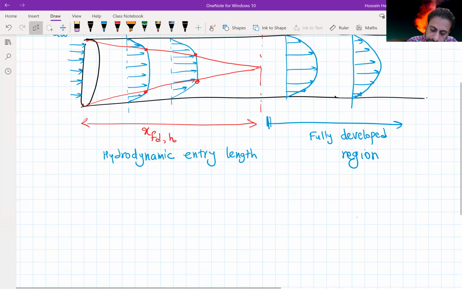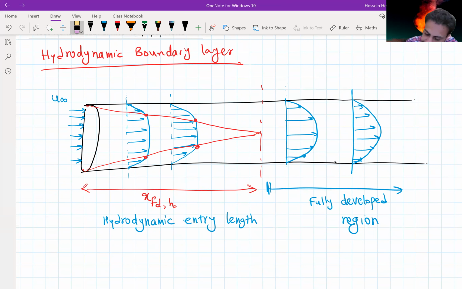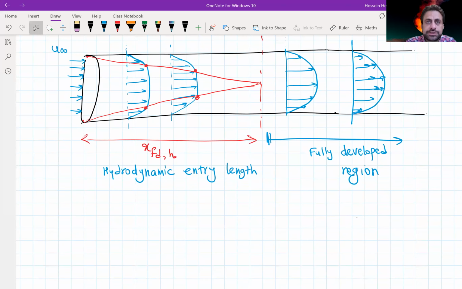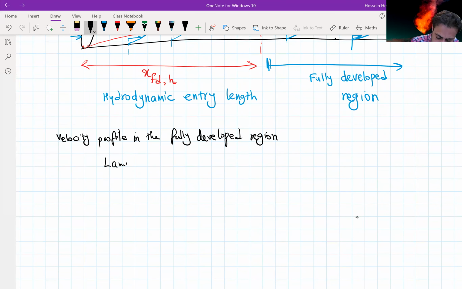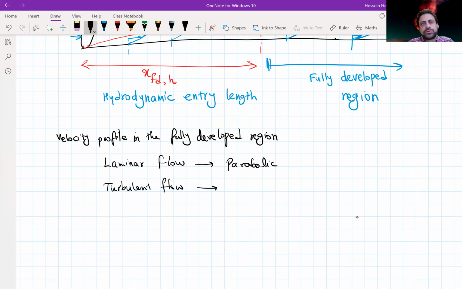Now, for turbulent flow, we are going to have exactly a similar situation. In fact, the velocity profiles do not really look like each other, but they are supposed to be unchanged along x. For the laminar flow, the velocity profile in the fully developed region will be parabolic, and for turbulent flow, the velocity profile is flatter, and that's because of the turbulent mixing that we have in the radial direction.